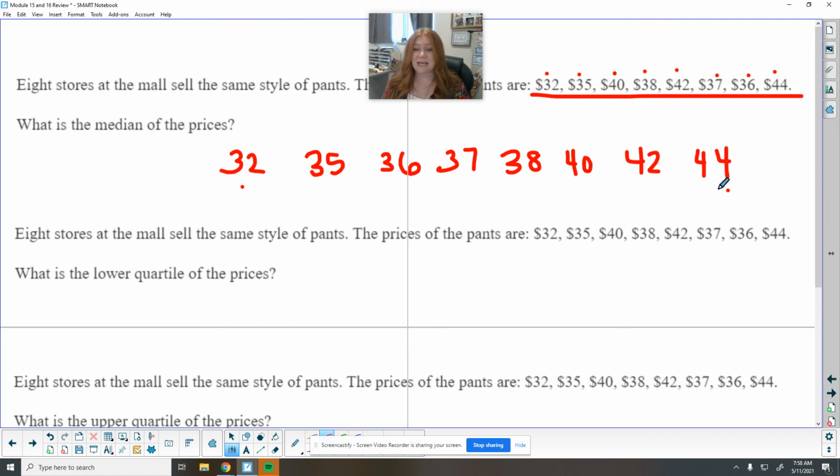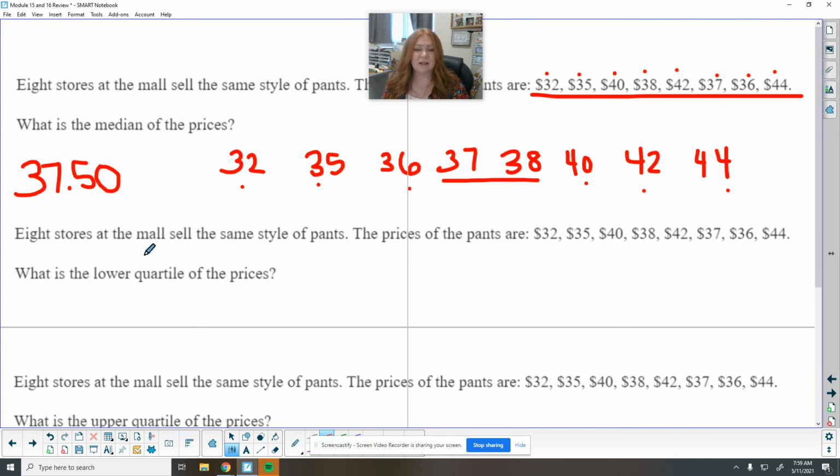So finding our median is finding that middle number. And we've got 2 in the middle here. So the middle of that is $37.50. So the pants are around $37.50 at any given store.